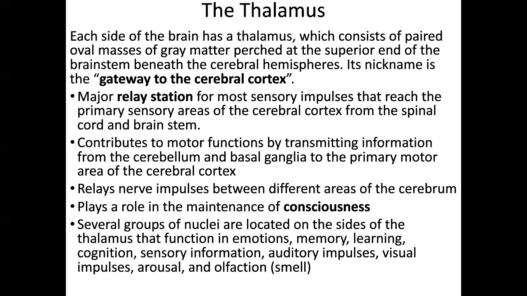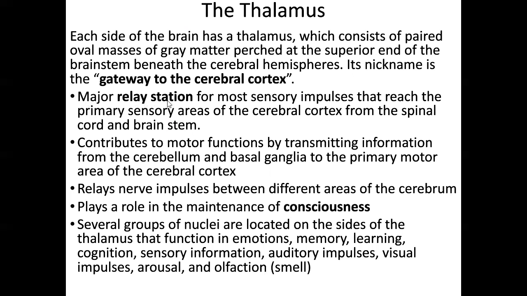The first part of the diencephalon I'm talking about is a pair of oval masses of gray matter at the superior end of the brainstem, beneath the cerebral hemispheres, which we call your thalamus. The nickname for the thalamus, and I do want you to know that, which is why I had you write it out, is the gateway to the cerebral cortex. We call it that because of the first function that I have listed here.